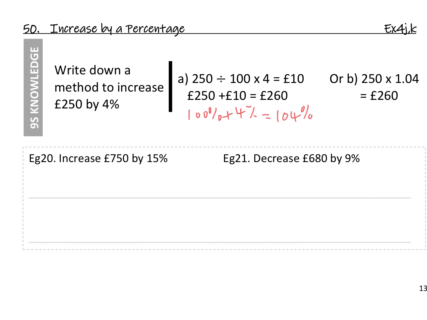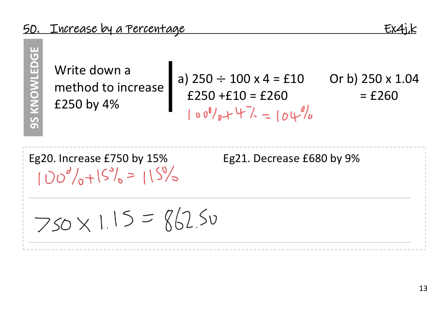We're going to increase £750 by 15%. Well, £750 is your original 100%. You're going to increase it by 15%. So the new amount is actually going to be 115%. So we're just going to try and find 115% of 750. 115% as a decimal is 1.15 if you divide through by 100. So if we multiply by 1.15, that'll find 115%. And that gives you £862.50.